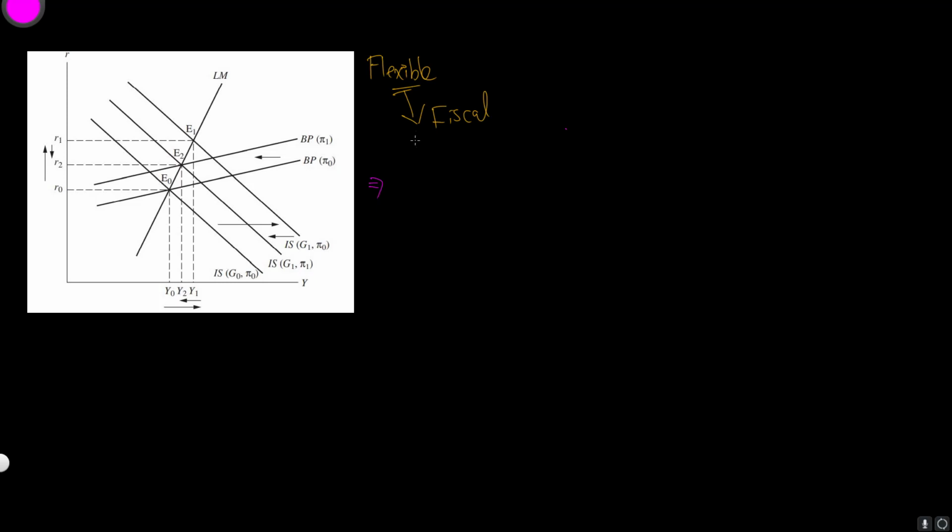When we have a fiscal policy, initially we know that our IS curve is going to shift towards the right because we have an increase in government spending. So in the diagram over here, we would go from IS G0, exchange rate 0, to IS G1, pi 1. In some textbooks they use a symbol E, but that doesn't really matter, it's just a symbol for exchange rate. But as you can notice, we will go from equilibrium point E0 all the way to E2.